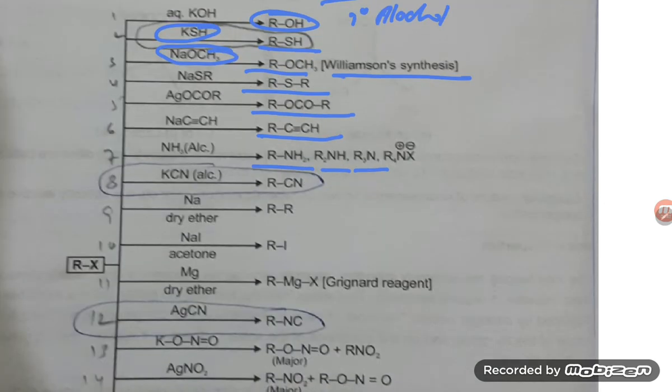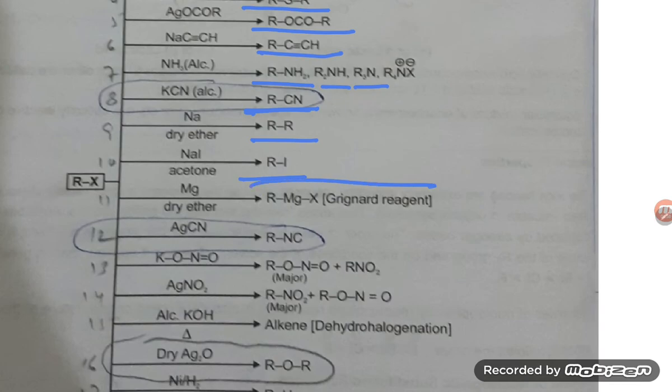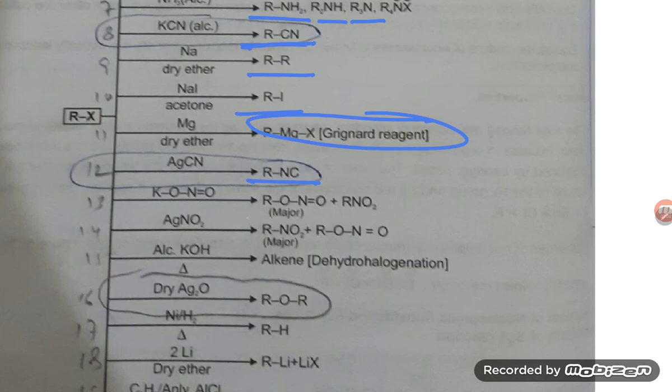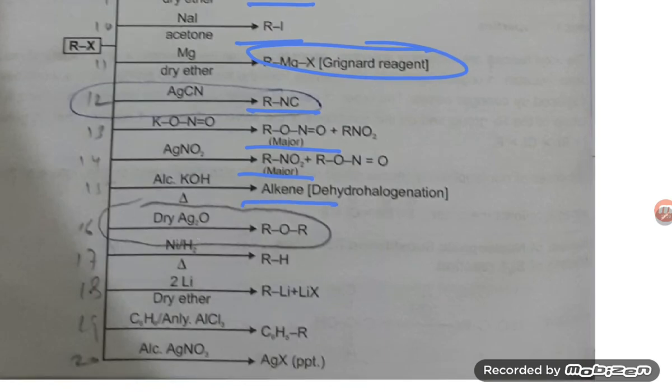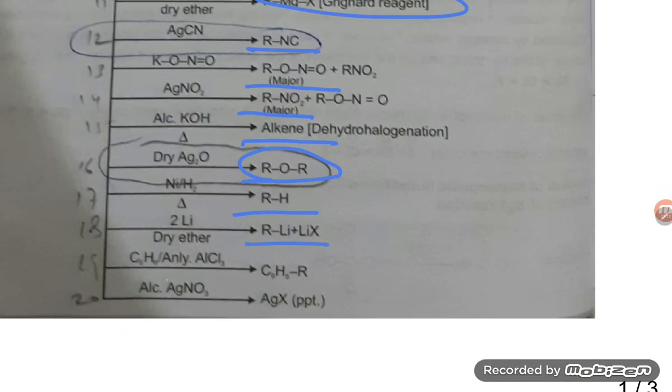If you treat with KCN, you get RCN. With sodium in ether, you get an alkane. NaI gives RI. With magnesium, it gives the Grignard reagent. With AgCN, RNC. With KNO2, RONO. AgNO2 gives RNO2. Alcoholic KOH gives alkenes. Dry Ag2O gives ROR. Ni/H2 gives RH. With lithium in ether, you get RLi. If you take anhydrous AlCl3 with benzene, you get toluene, and alcoholic AgNO3 gives AgX.